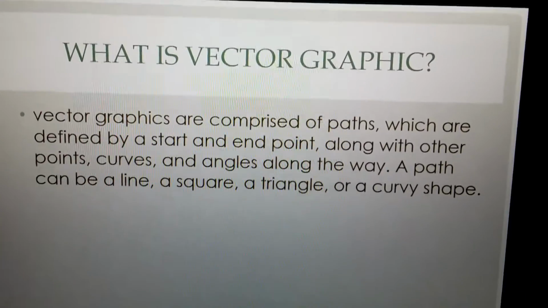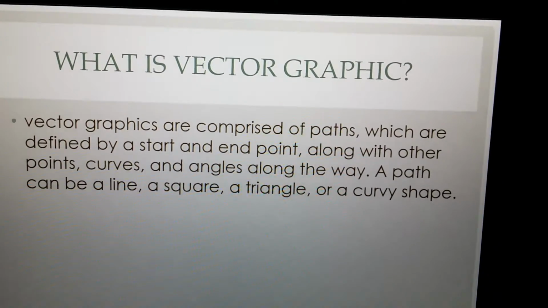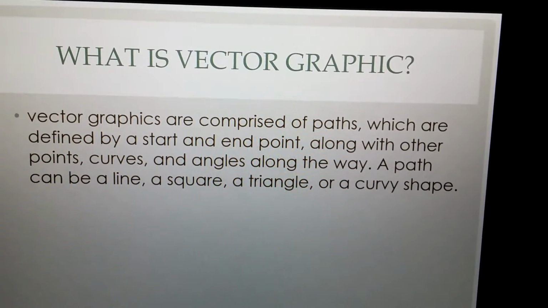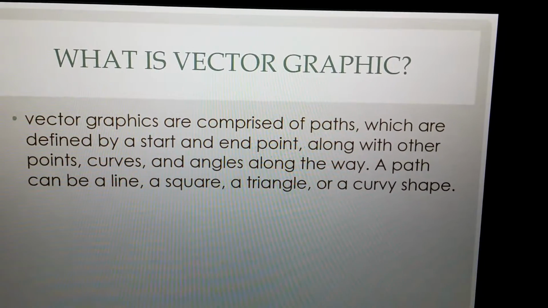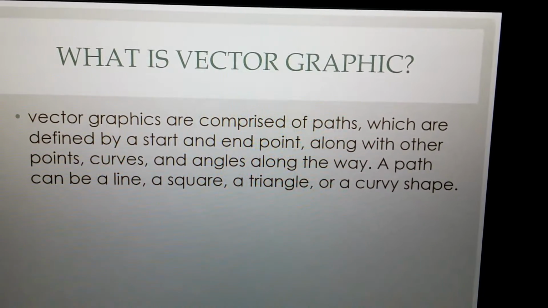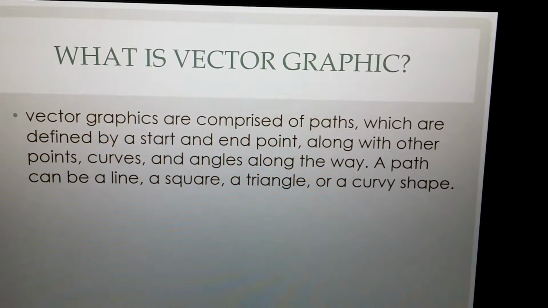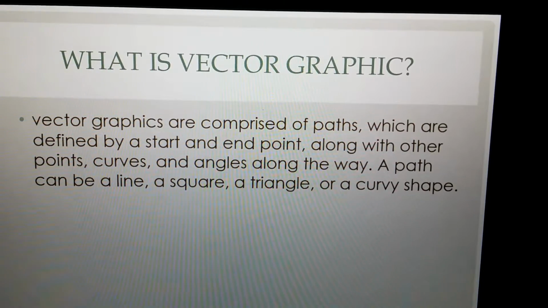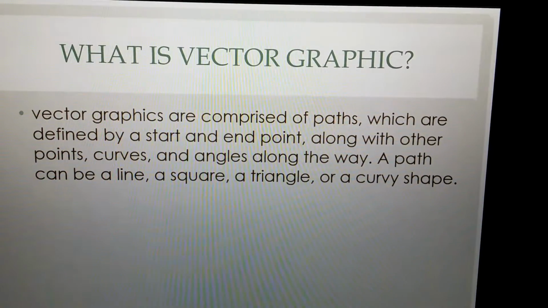Next, about vector graphics. Vector graphics are composed of paths, which are defined by a start and end point, along with other points, curves, and angles along the way. A path can be a line, a square, a triangle, or a curved shape.